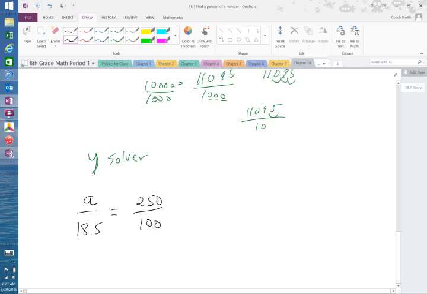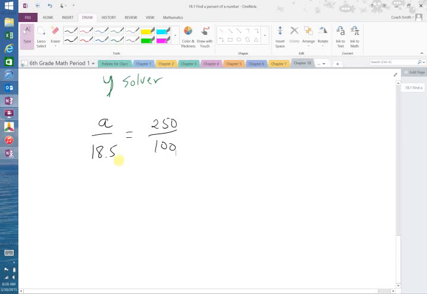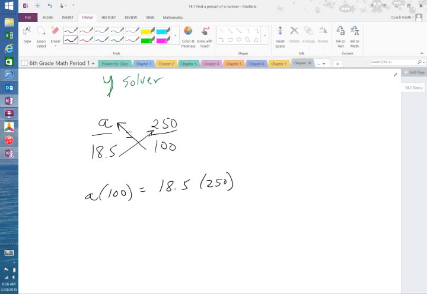Here's what I want you to do. I want you to actually solve that using our process, which is, remember, cross multiplication. Okay, so we're going to cross multiply. We've got A times 100 equals 18.5 times 250. I want you to solve that. I'm going to come around, and when you get the answer, help your partners out. When you get the answer, I'll come around and check your answers.